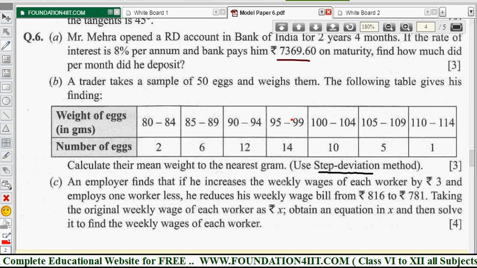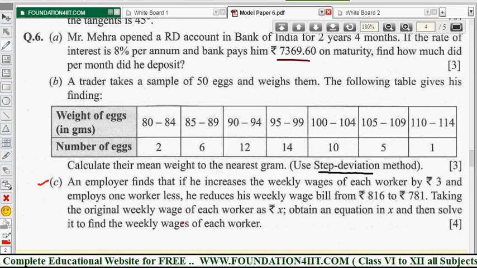And next one, here you see, an employer finds that if he increases the weekly wages of each worker by 3 rupees and employs one worker less. In case you increase the weekly wages by 3 rupees, one worker should be less. And reduces the weekly wages bill from 816 to 781.